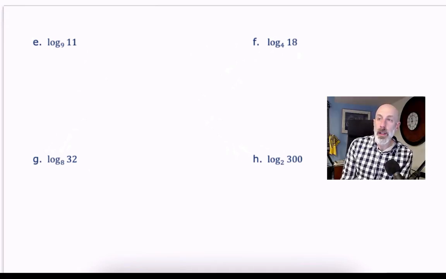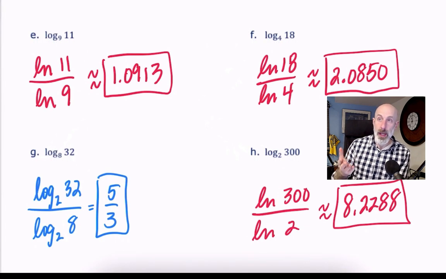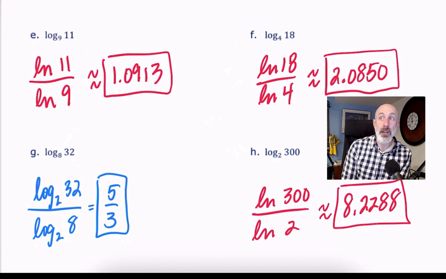All right, and your answers are as follows. And it looks like examples E, F, and H all required the use of a calculator, and G was able to be done by using the base 2. Both 8 and 32 are powers of 2. So it comes in handy to know what your bases are. It comes in handy to know what your powers are for a lot of values.